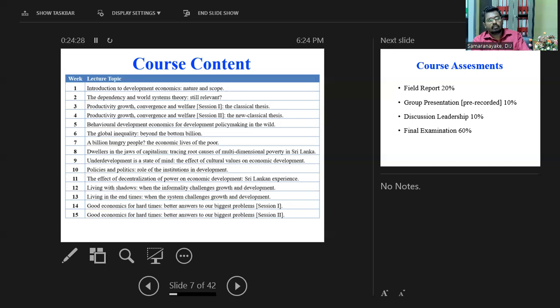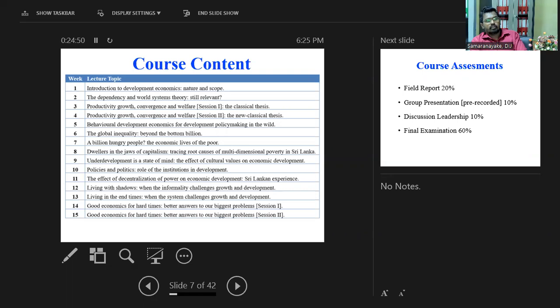It says global inequality beyond the bottom billion. So here we are referring to a very good collection of articles, with a very good theme, right? Because this is a continuous problem, global inequality, and even when it comes to countries like Sri Lanka, we have this problem. So we'll discuss that in detail.